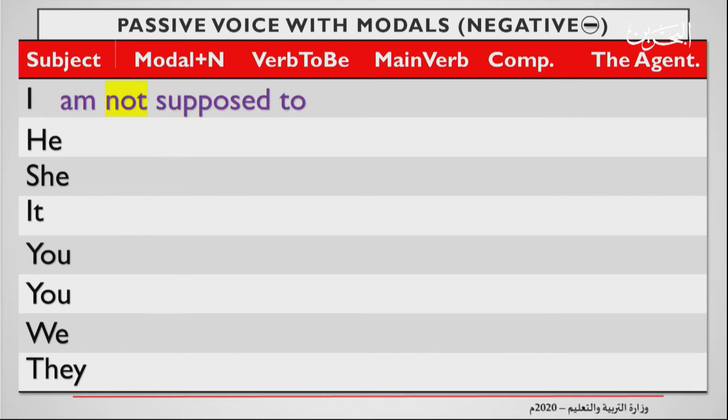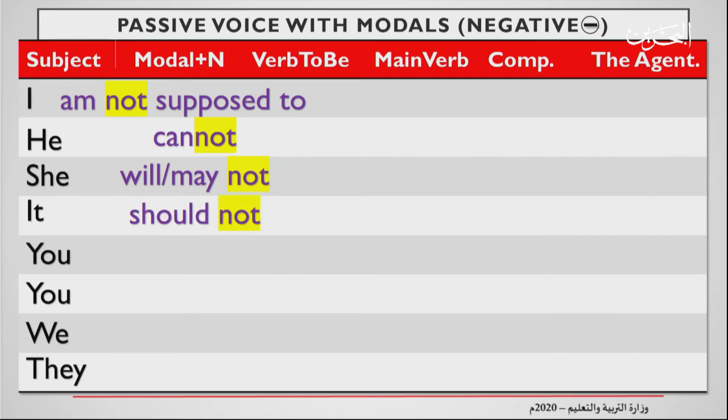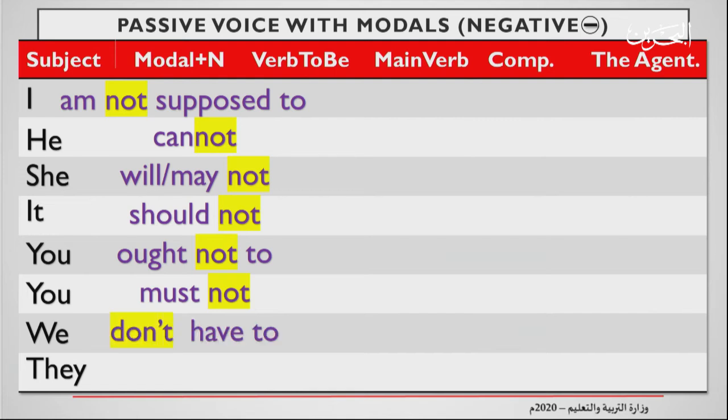Let's check. You say, I am not supposed to. The negative word changes according to the modal. He cannot. And you see can and not are one single word. She will not or may not. It should not. You ought not to. You must not. We don't or do not have to. You see, it changes according to the modal. They had better not.